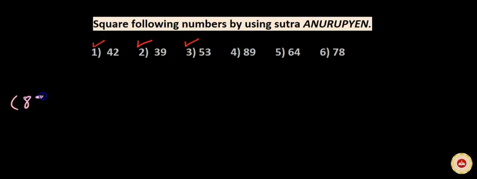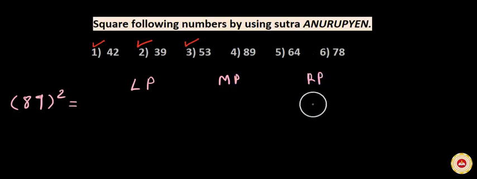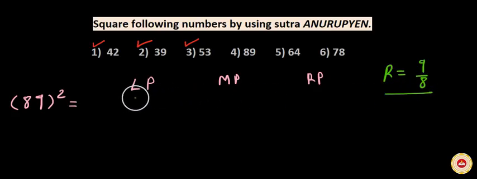Let us square the given number 89. As usual, left part, middle part and right part. We are going to obtain our answer in these three parts. First of all, find the ratio of these two digits in the given number. 8 is at tens place and 9 is at units place. So ratio R is 9 upon 8. We are going to use this ratio for further calculations.